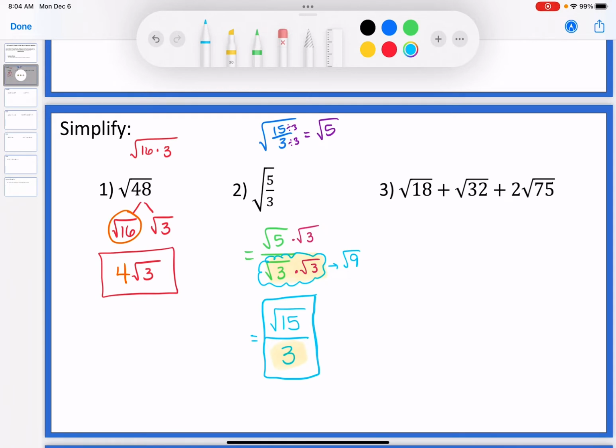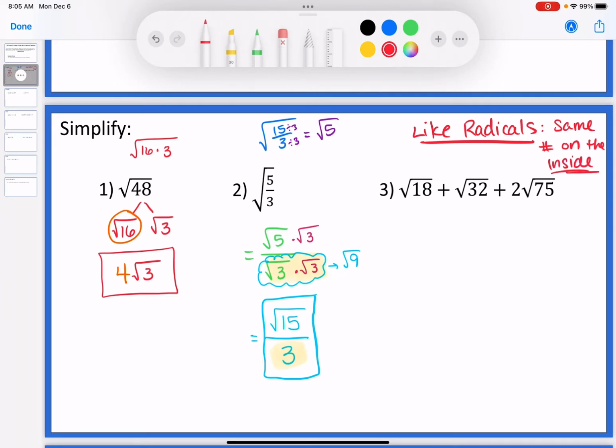All right, number 3, now we are adding. So notice on these first two, I was multiplying, I was dividing. I don't have to have the same radical in order to multiply or divide. But when I am adding and subtracting, I have to have what we call like radicals. Like radicals means that I have the same number on the inside of the radical.